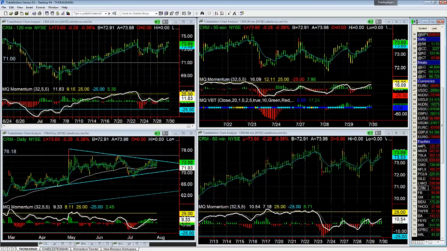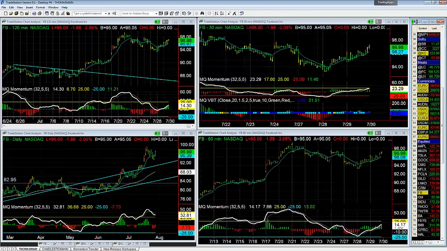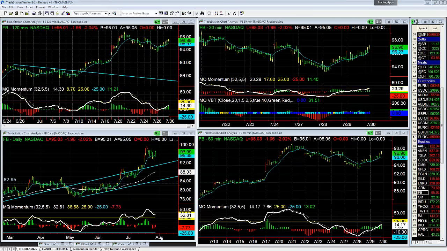If you took the short in bonds off of the bearish divergence on the 500 tick, you may want to consider partial profit, break even at a minimum. Salesforce, we're flirting with that daily trend line still. Facebook. Again, the euro is a potential short as well.